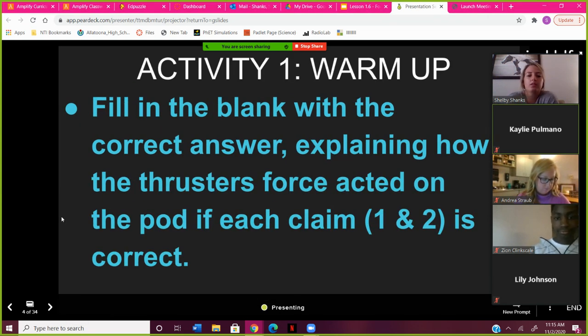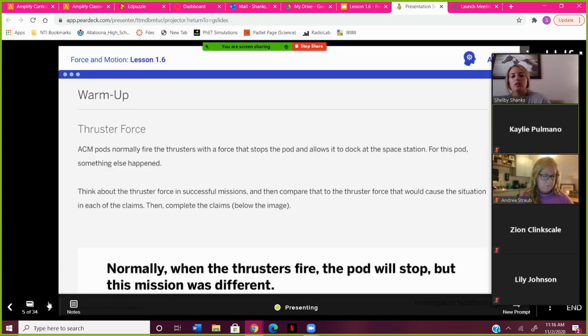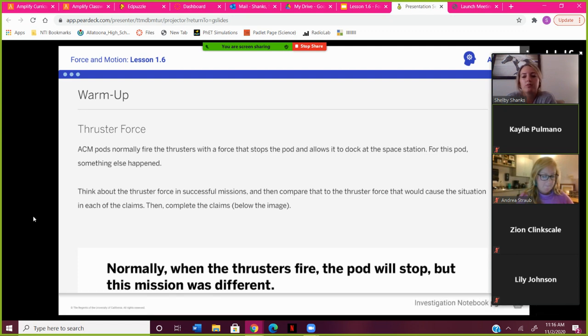For activity 1, we're going to do our warm-up. We're going to fill in the blank with the correct answer, explaining how the thruster's force acted on the pod if each claim, so claims 1 and 2, is correct. All right, this page will take you straight to that warm-up. I'm going to read the instructions real quick.